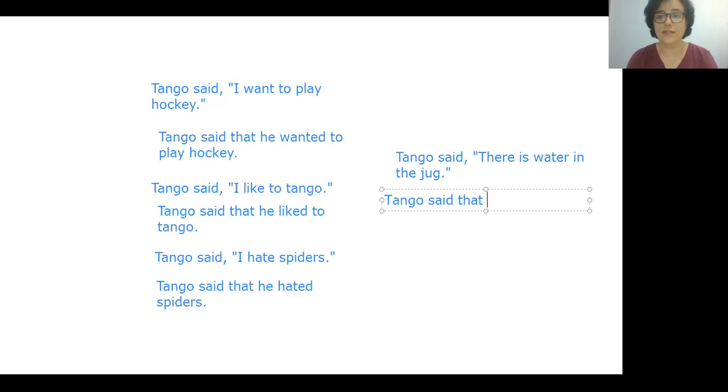So Tango said that there. Now comes the verb "is". So we have to change "is". What should we make "is"? It has to become the past tense. So "is" becomes "was". Water in the jug. Tango said that there was water in the jug. That's it. That's indirect speech. That's reported speech. Tango said, "There is water in the jug." Tango said that there was water in the jug. Let's try one more.